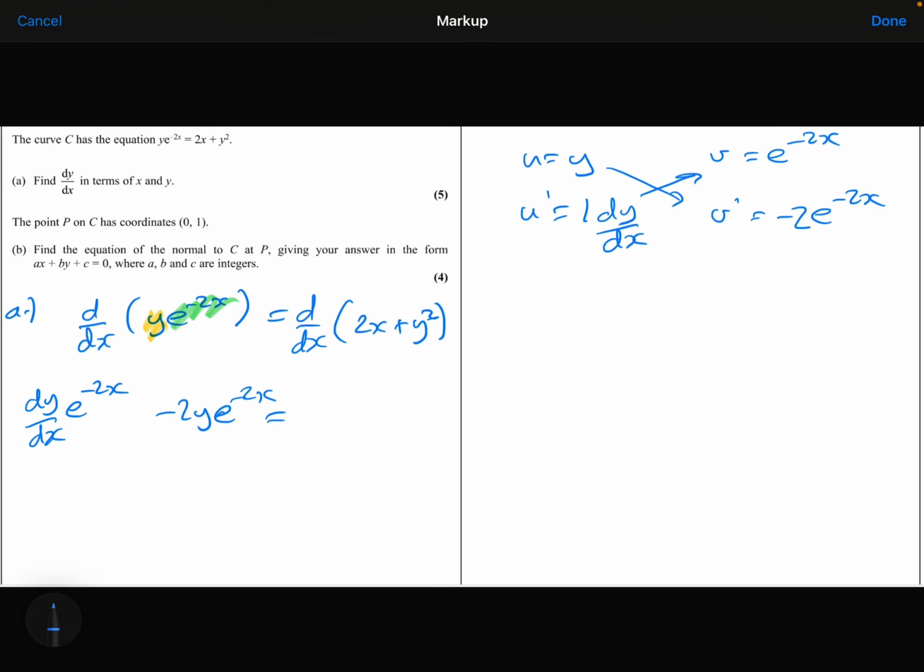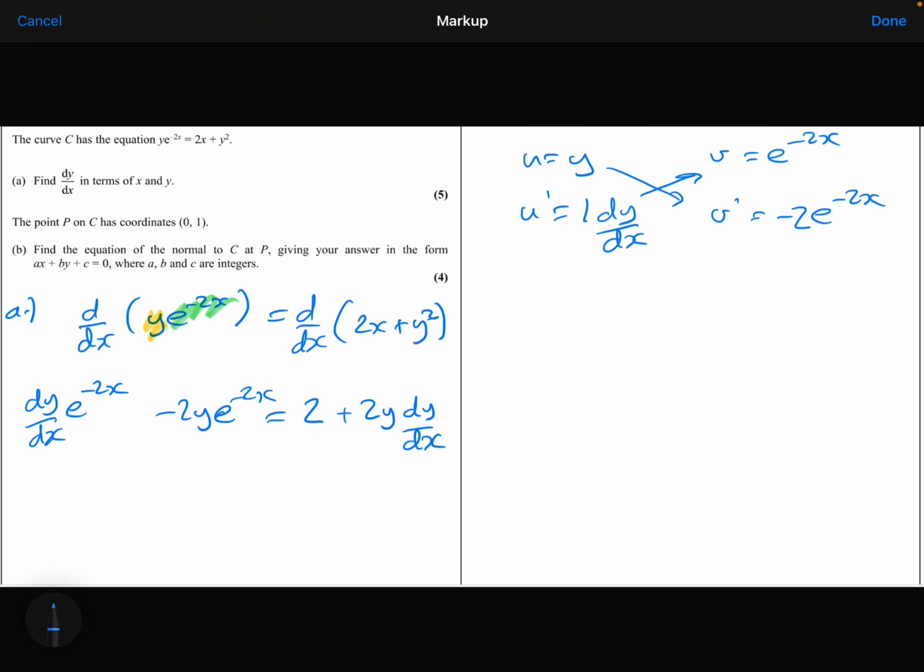On the right-hand side, differentiating 2x with respect to x will just be 2. Differentiating y squared with respect to x, well, differentiating y squared with respect to y would be 2y. And then because I've differentiated y, I need to multiply by dy by dx. So that has been differentiated now.